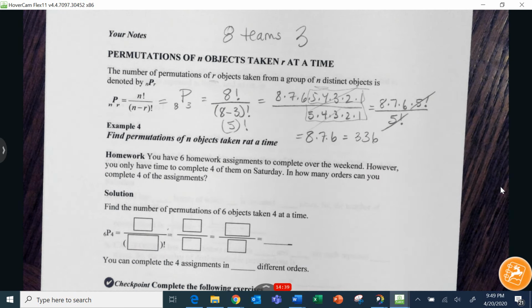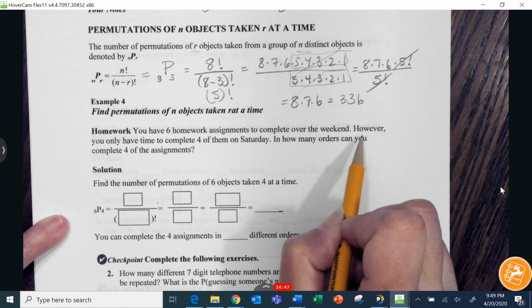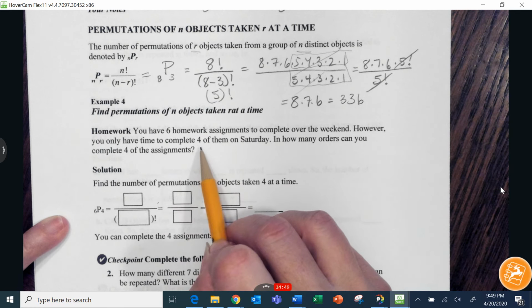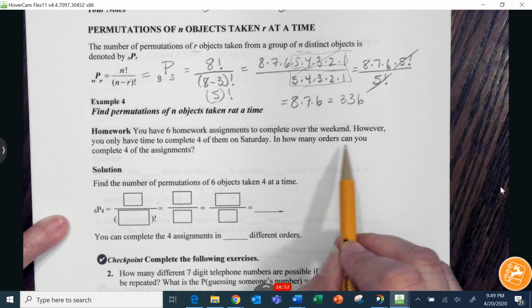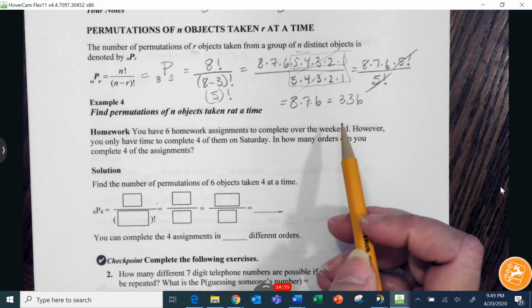So here's a new question. You have 6 homework assignments to complete over the weekend. However, you only have time to complete 4 of them on Saturday. How many different orders can you complete 4 of the assignments? So this is a permutation. You've got 6 total objects, but we're only going to do 4 of them. So we're going to write this as a permutation, 6 choose 4.